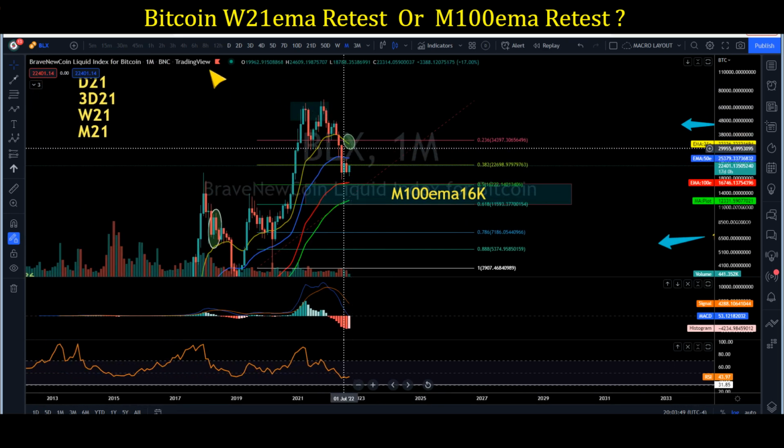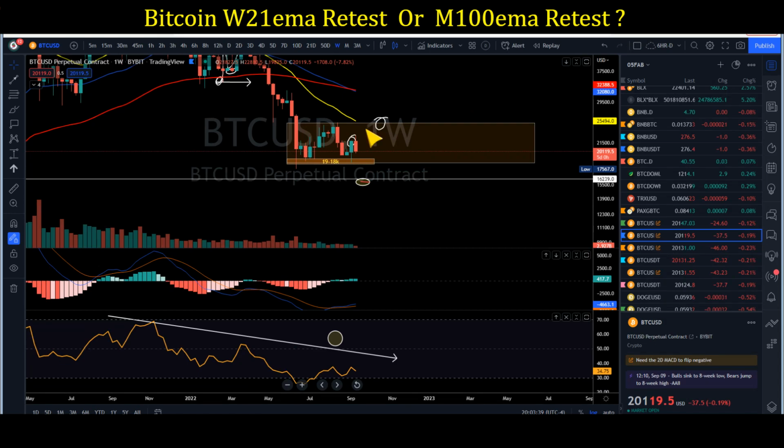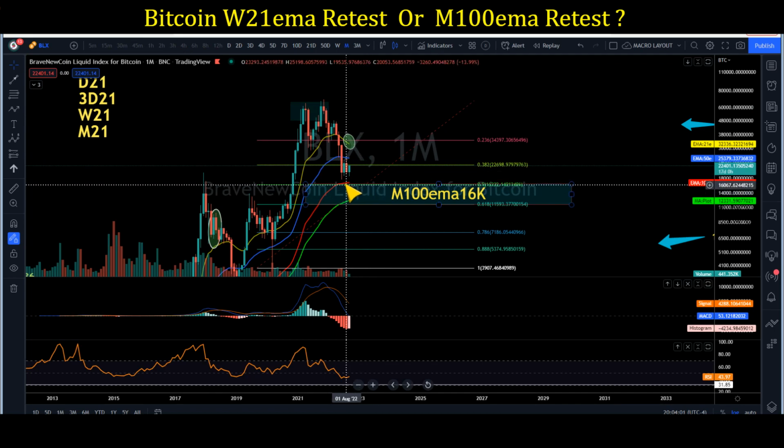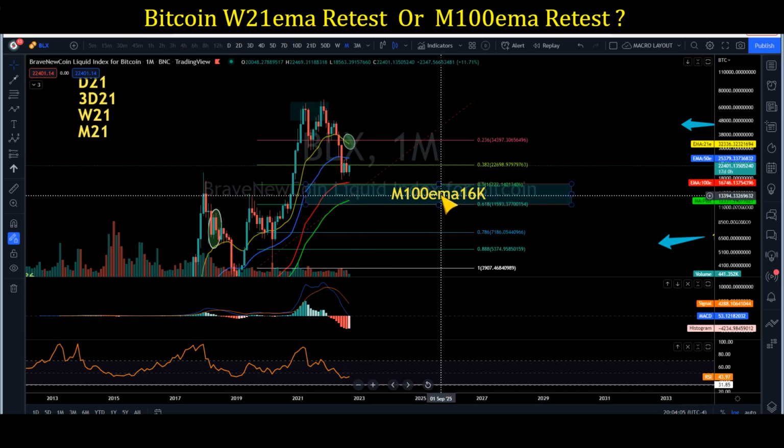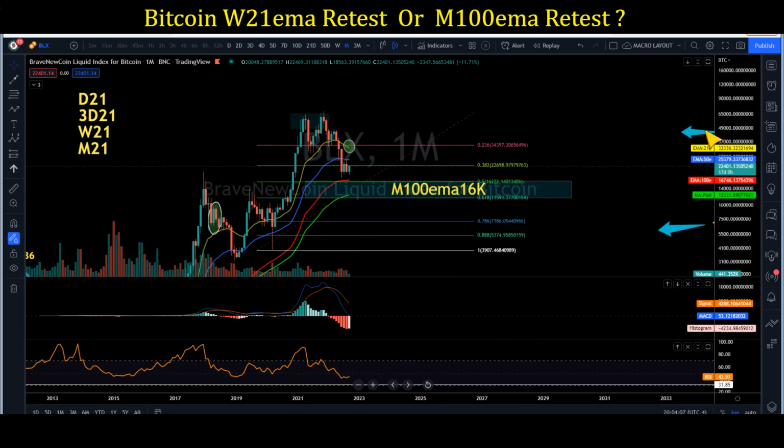Weekly 21 to the upside, if you take a look at it, is just about a 24 to 26k area, depending on where the weekly is going to be in the next few weeks. However, the primary downside target is going to be the monthly 100ema, depending on when we get there. I'm not looking for any short to medium trade setups right around the 21k area.